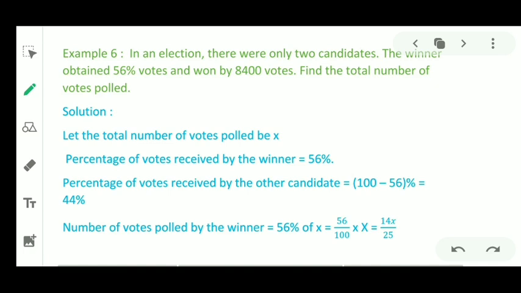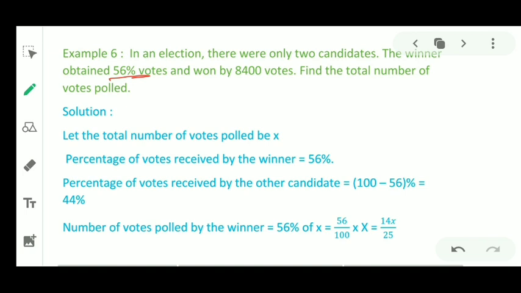Now example 6. In an election, there were only 2 candidates. The winner obtained 56% of votes and won by 8,400 votes. Find the total number of votes.